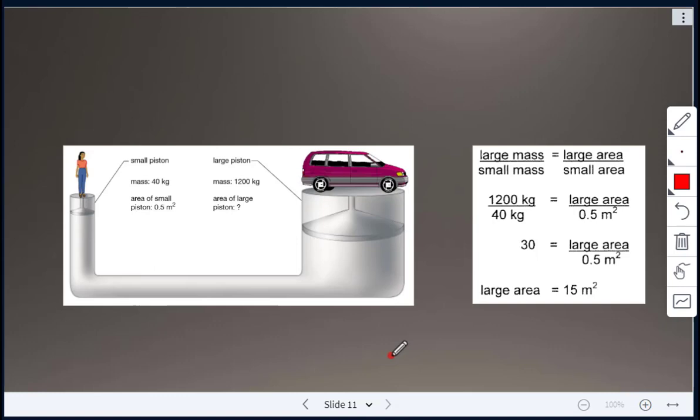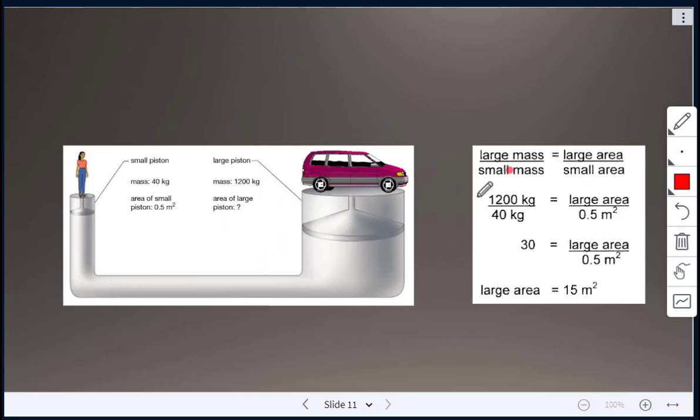Here we're just taking a look at how we can set it up as a ratio. So in this diagram, we have a small piston. The mass is 40 kilograms, and the area of the small piston is 0.5 meters squared. And here's our large piston. The mass on it is 1200 kilograms. What is the area of the large piston?